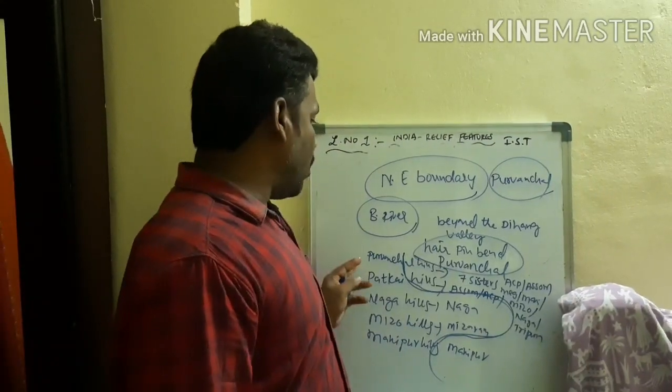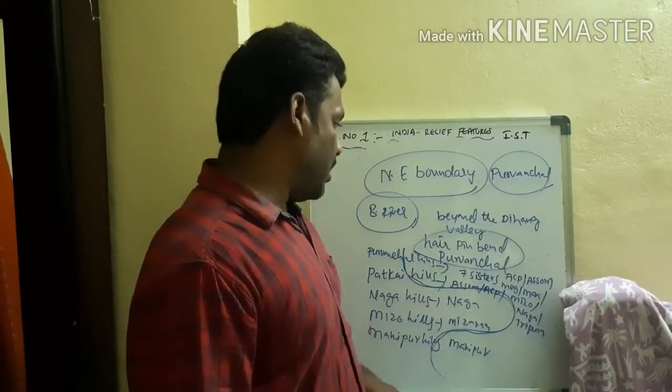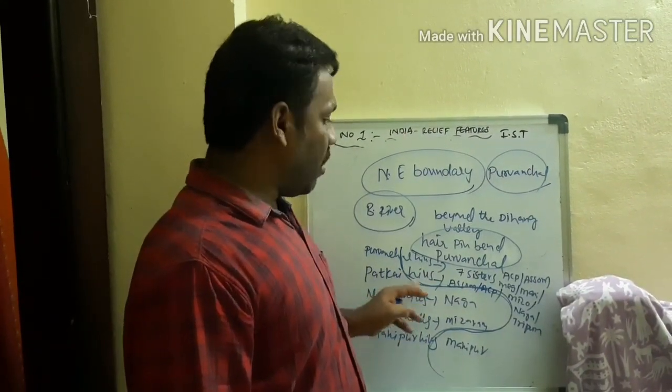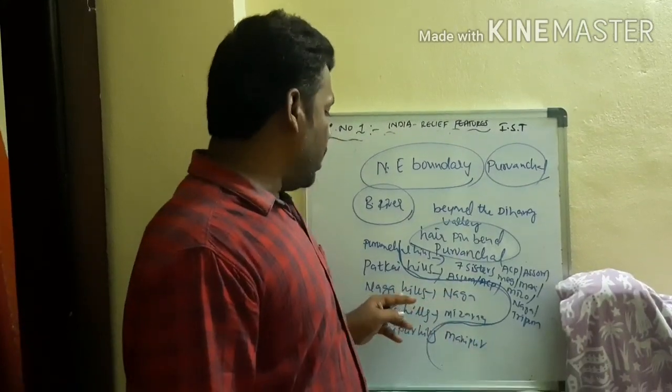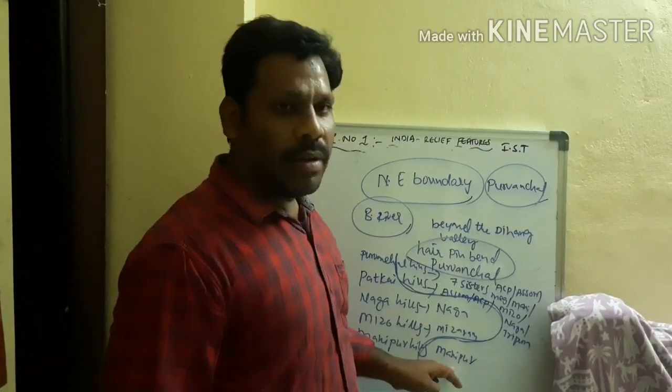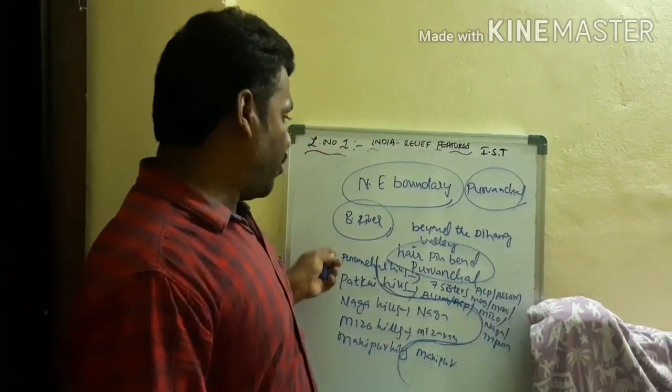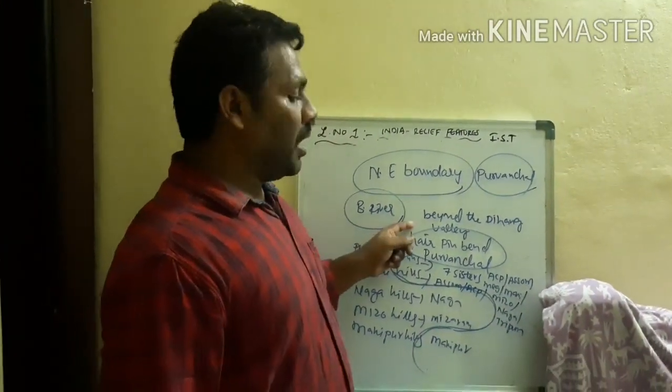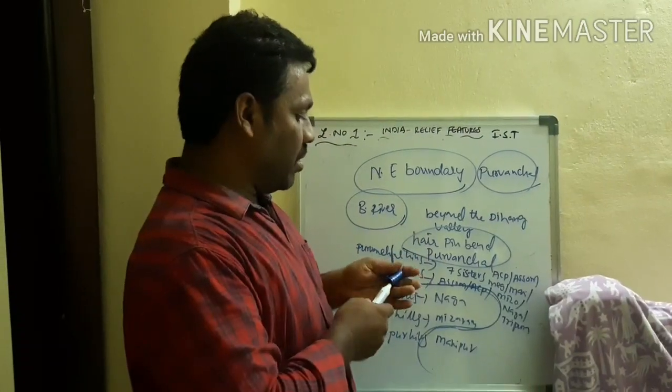The Purvanchal Hills are called by different names in different states, region-wise. Patkai Hills we can call in Assam and Arunachal Pradesh. Naga Hills are called in Nagaland. Mizo Hills are called in Mizoram. Manipur Hills are called in Manipur state. One more question may be asked in examination: define the Purvanchal or discuss the Purvanchal.